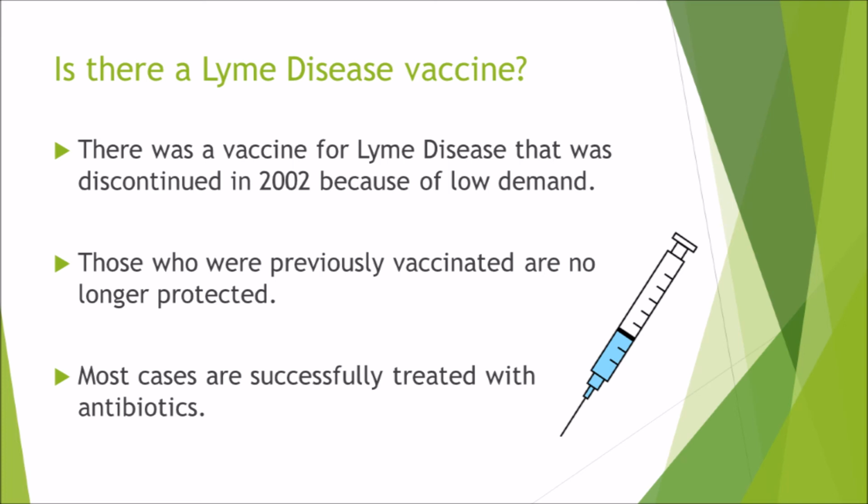Most cases are successfully treated with antibiotics, so they may not seem like a life-threatening disease to most people, and they probably feel like they aren't at risk if they don't go out in the woods or don't live in an area where it's more prevalent, and that might account for the low demand of the vaccine. My last two slides just show the prevalence of Lyme disease across the U.S., just as a little bit of added information.